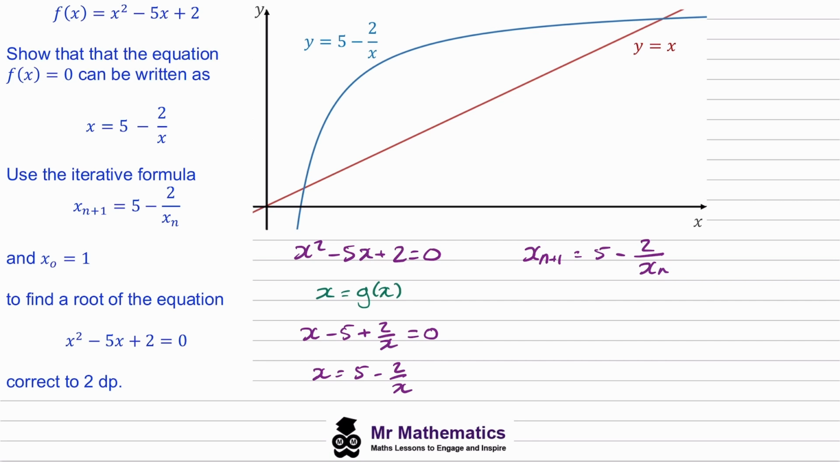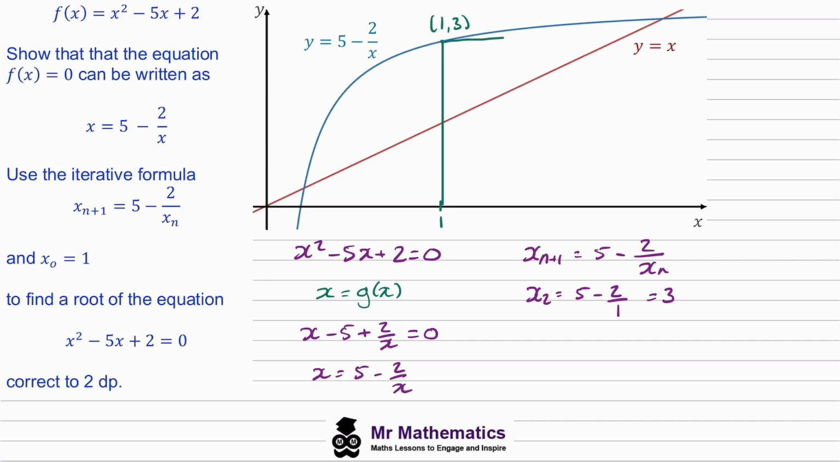And we can visualize this graphically. If we pick this point when x equals 1, we go up to a blue curve, and we get the point 1 and y, but we need the y value. So we substitute that value of x into here. So the next iteration, x2, will be 5 minus 2 over the current iteration 1, and 5 minus 2 will give us 3. So the coordinate on the blue curve is 1, 3.